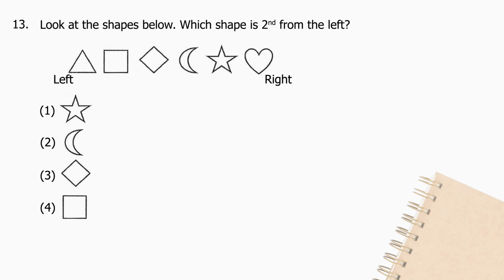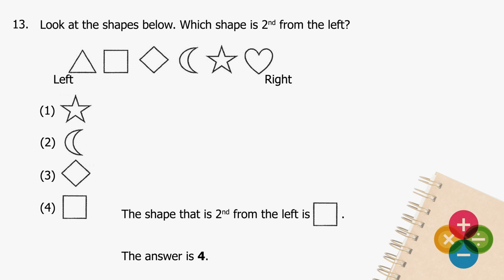Question 13. Look at the shapes below. Which shape is second from the left? The shape that is second from the left is a square. The answer is 4.